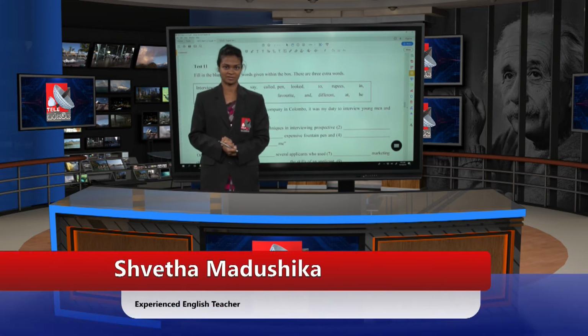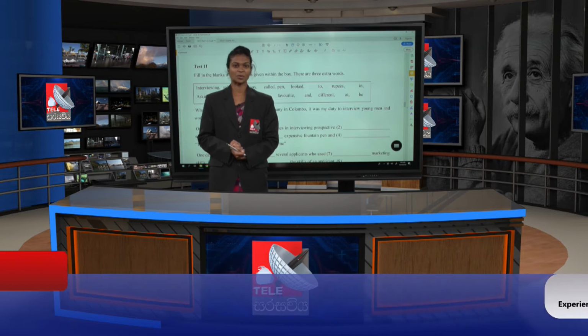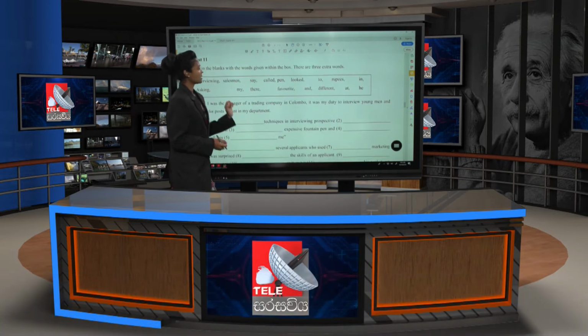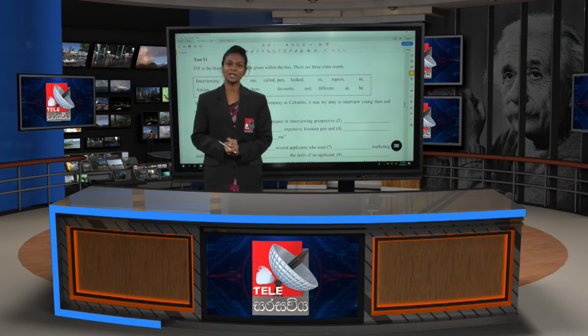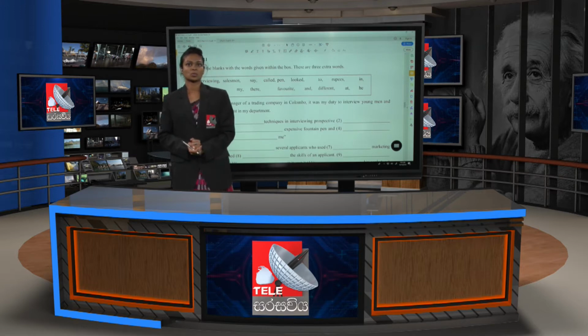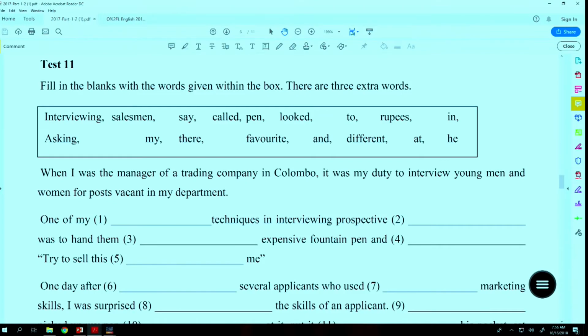Question number 11, test 11, the paper is 2017 part 2. Now, all of you please go through the question. What is it? Fill in the blanks with the words given within the box. You can see the words are given inside the box. There are 3 extra words. වැඩිපුර වචන 3ක් දීලා තියෙනවා.